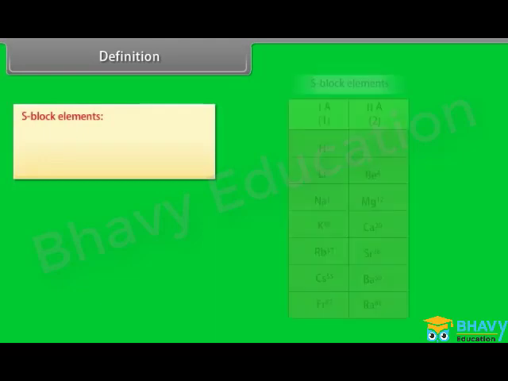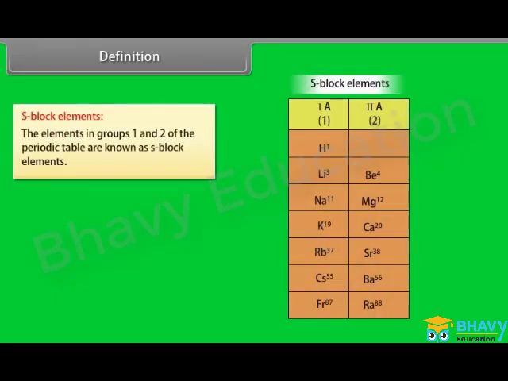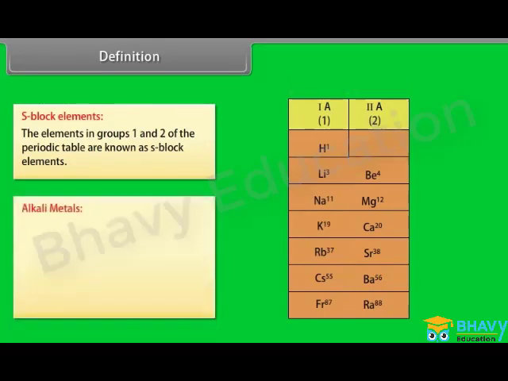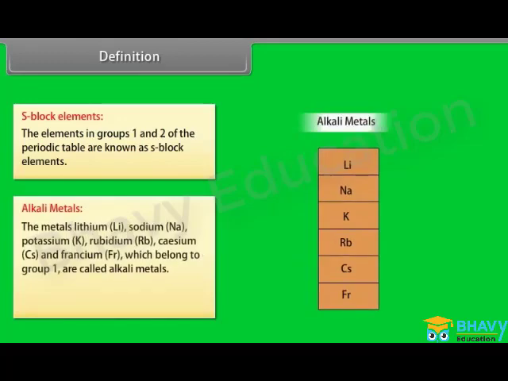Definition. S-block elements. The elements in group 1 and 2 of the periodic table are known as S-block elements. Alkali metals. The metals lithium, sodium, potassium, rubidium, caesium and francium, which belong to group 1, are called alkali metals. They react with water to form hydroxides, which are strong bases.